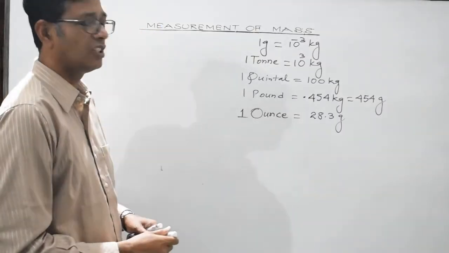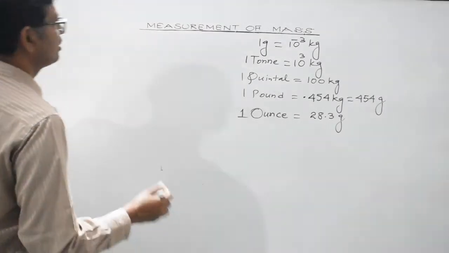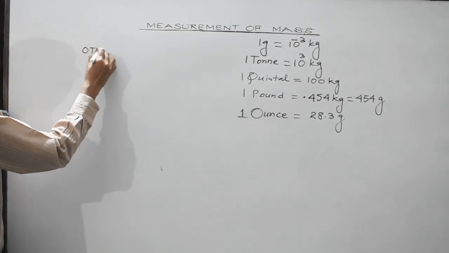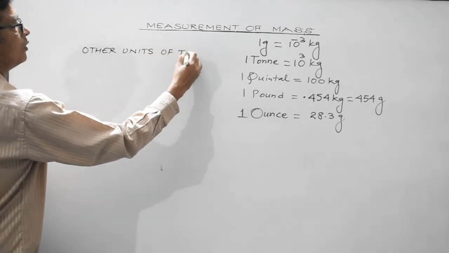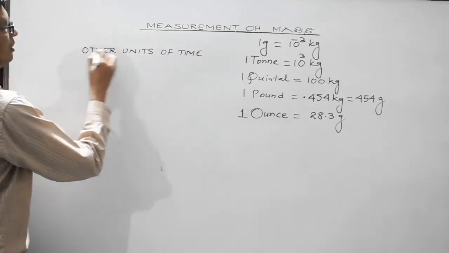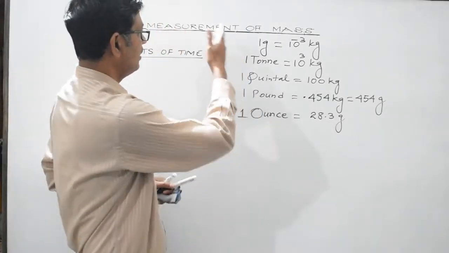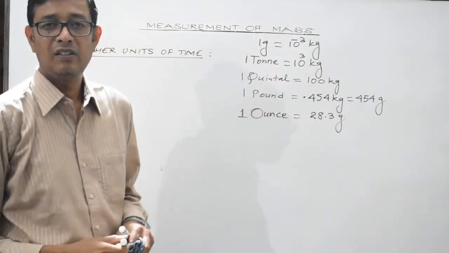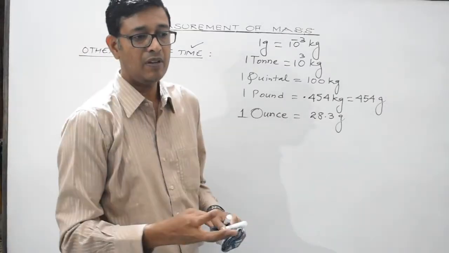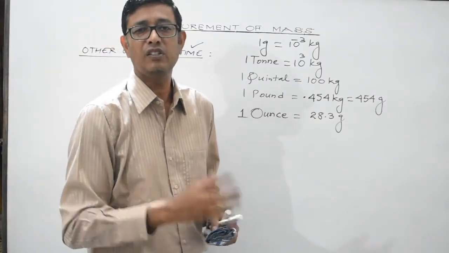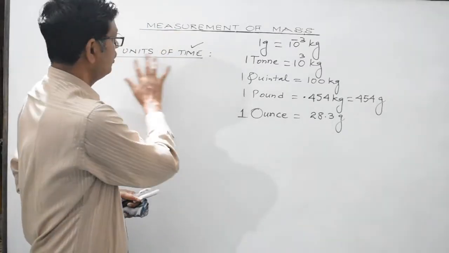So there are some other units of time as well. We have discussed various units of measurement of length. We have discussed various units of measurement of mass. Let's discuss various units of measurement of time. MLT, these are the three basic units. So, other units of time.